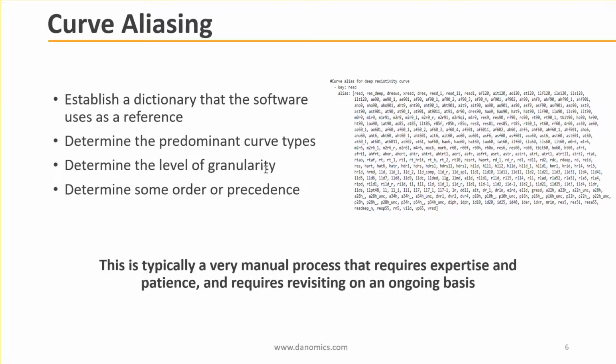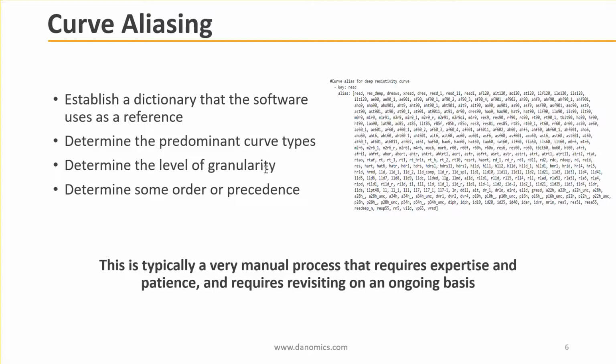So when we talk about curve aliases, essentially this is just a dictionary that helps you work with just one curve name. So instead of looking at, for example, a deep resistivity where it maybe is DRes or ResD or AF90, etc., we're just going to be looking at one curve name, and we'll need to take some care when setting this up.